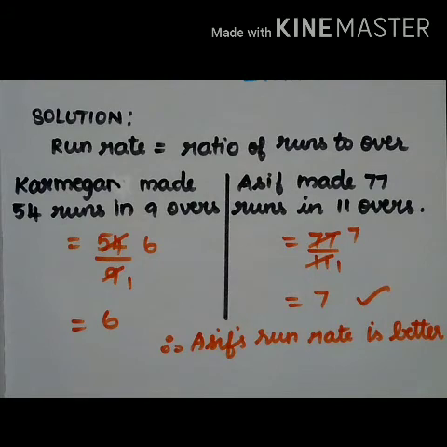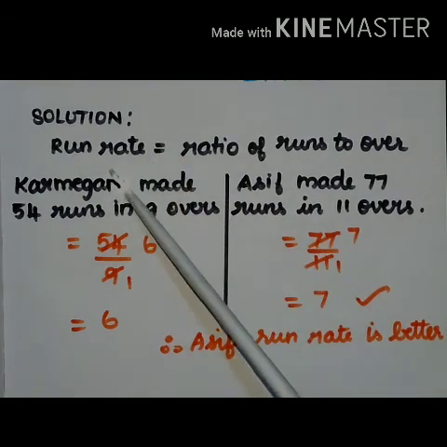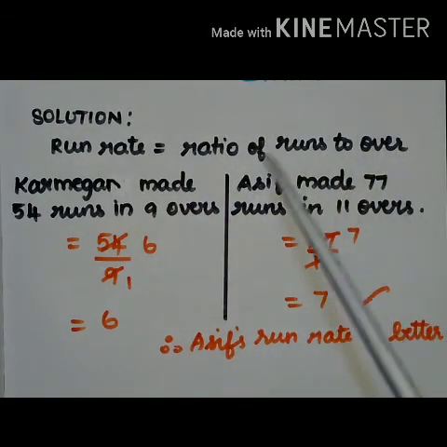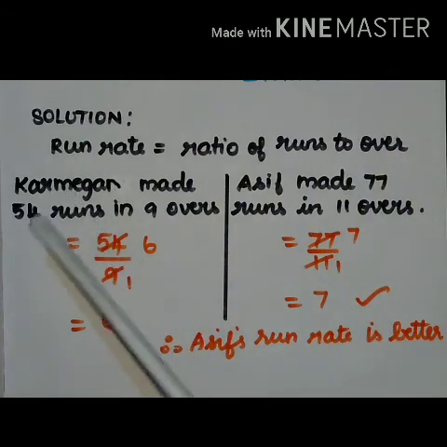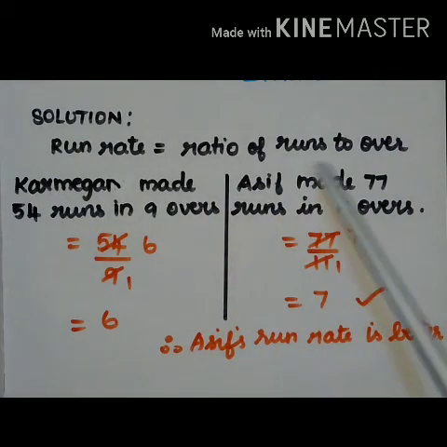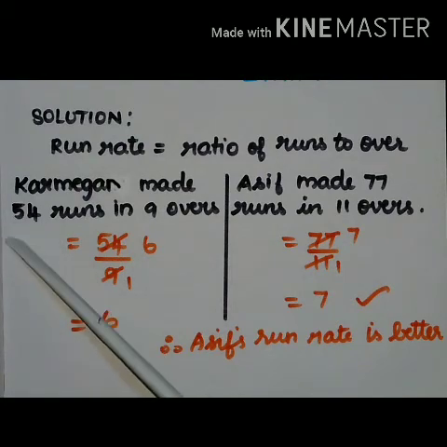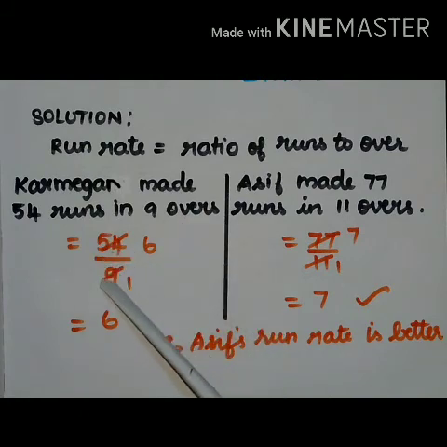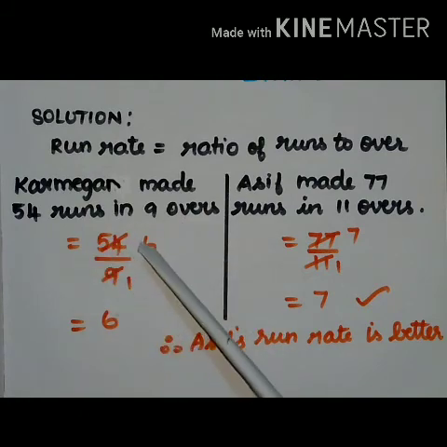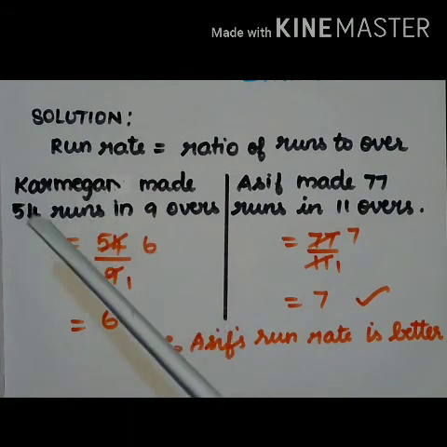Solution. Here the given question is Karmugilan made 54 runs in 9 overs and Asif made 77 runs in 11 overs. Here the given clue is run rate equal to ratio of runs to overs. Ratio of runs to overs is nothing but 54 is to 9 and 77 is to 11. The ratio can be written in fraction form, that is 54 by 9. Then only we can find whose run rate is better. 54 by 9: 9 ones are 9, 9 sixes are 54. So Karmugilan's run rate is 6.